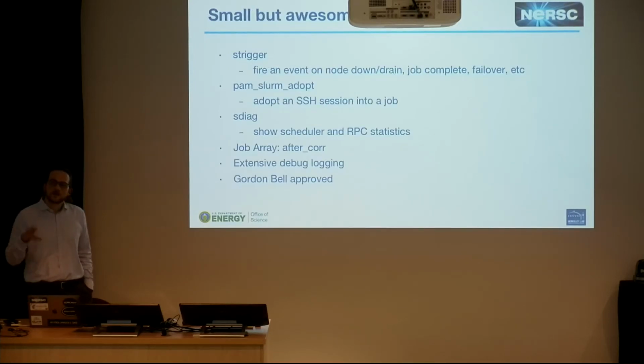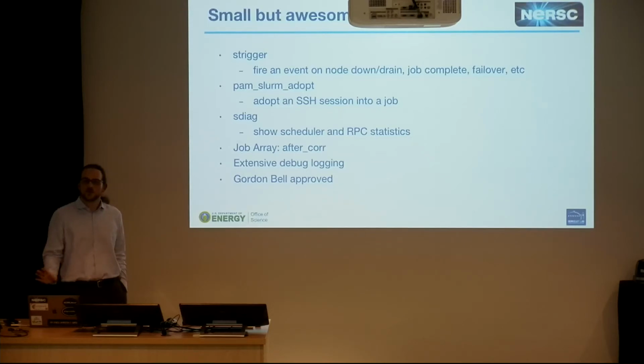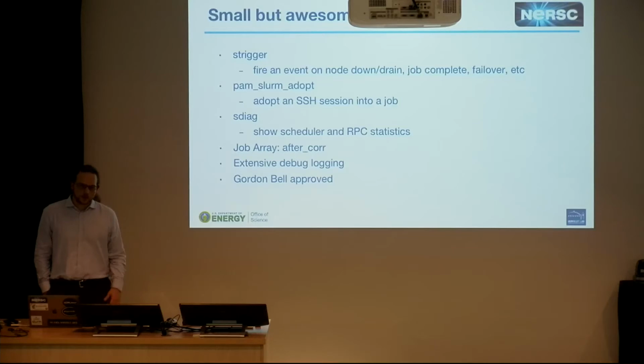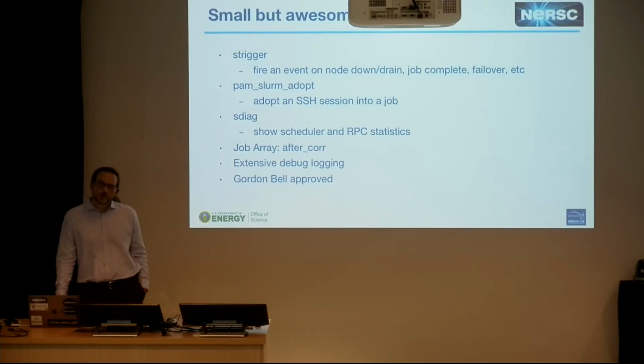Then there is a list of things that I found pretty cool that I stumbled over that are kind of smallish but make it really nice to use. There is strigger, which can fire events based on stuff that happens in your cluster, like a node going down, it calls a script and fires an event there. If Slurm decides to drain a node, which usually happens if it cannot complete the job step, it can also fire an event. If a job completes, if a failover event happens, you can call a script and do whatever you like there. I'm not sure if the users can do that as well.